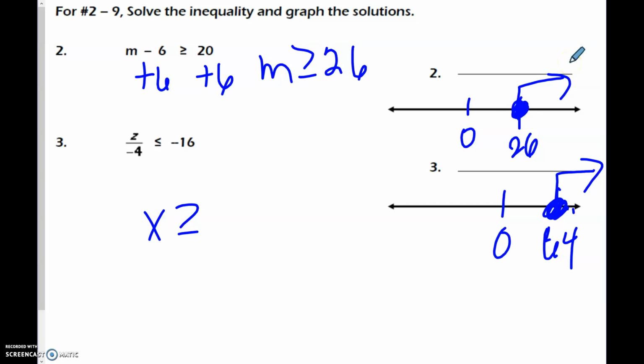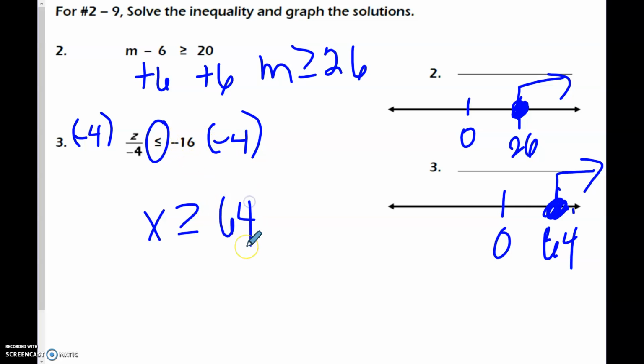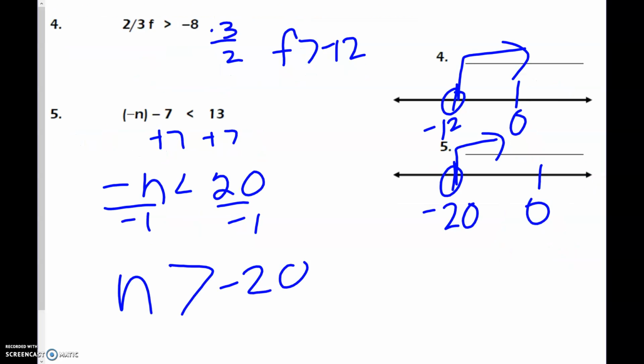Number 3, we are going to multiply both sides by -4. And when we multiply by -4, do you see how that sign flipped? So the sign flipped from less than to greater than, and a negative times a negative is a positive 64. So we have a closed circle at 64, shade to the right.